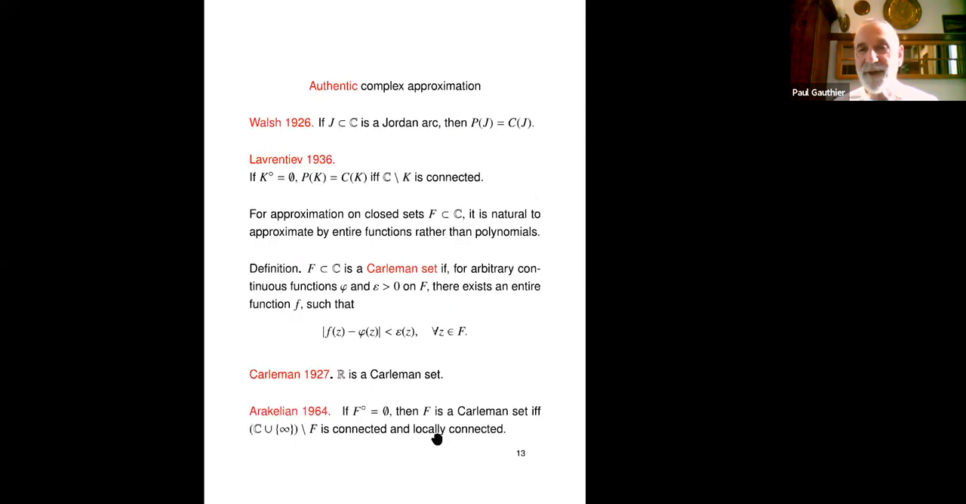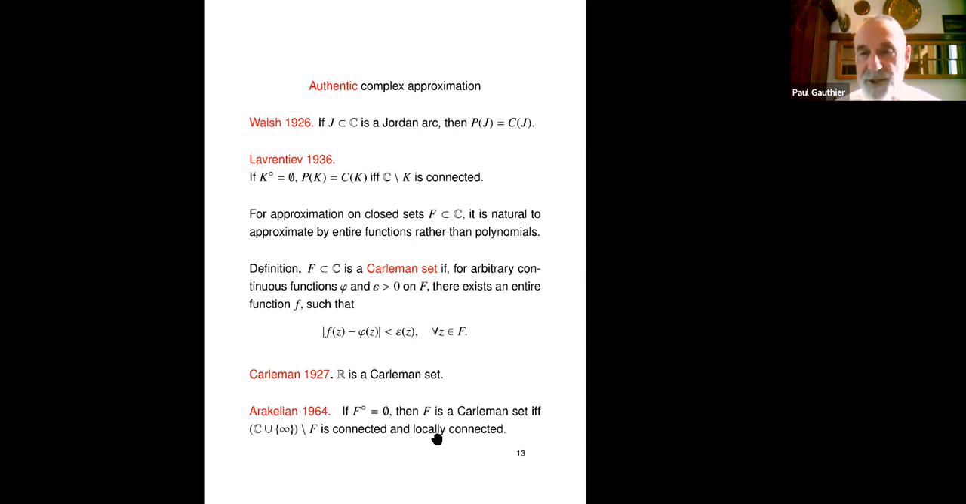Now, this is what I consider authentic complex approximation theorems. A very, very powerful theorem was proved by Walsh in 1906. If J is an arbitrary Jordan arc in the complex plane, then the polynomials are dense in the continuous functions. This is quite deep, very beautiful and deep. Lavrentiev generalized this in 1936. If K is a compact set in the plane with empty interior, then the polynomials are dense in the continuous functions if and only if the complement of K is connected. If and only if K has no holes.